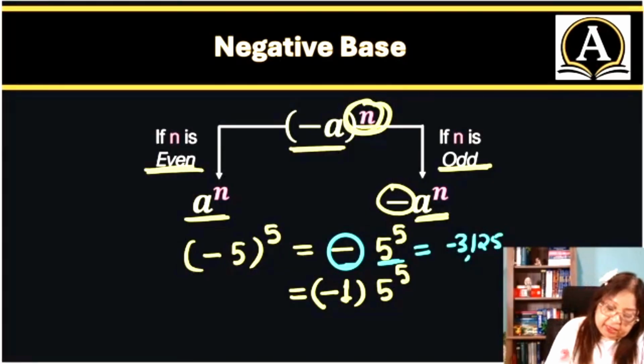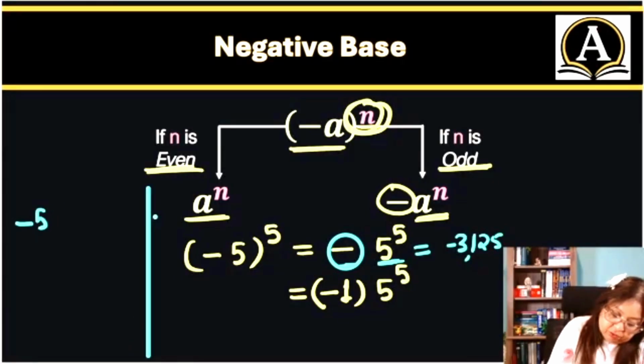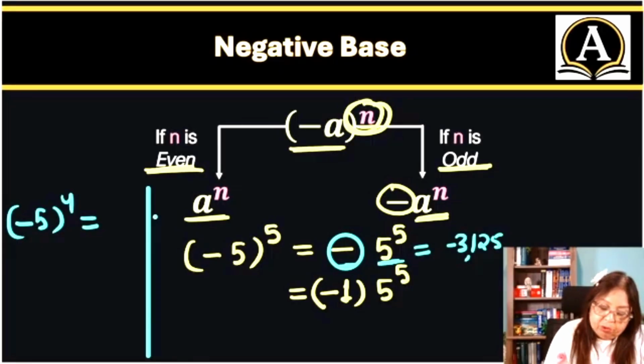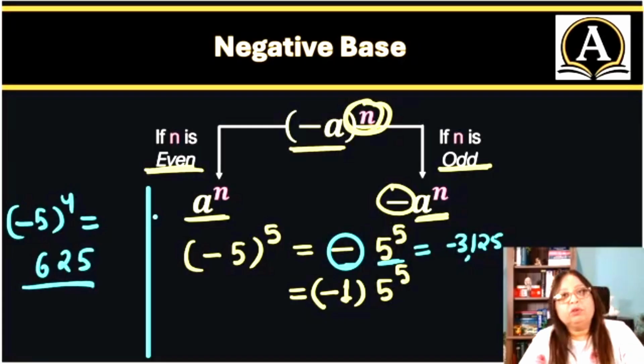While if I had minus 5 to the power 4, then that would have been 25 to the power 2, which is 625. Here you go. It would be a positive answer.